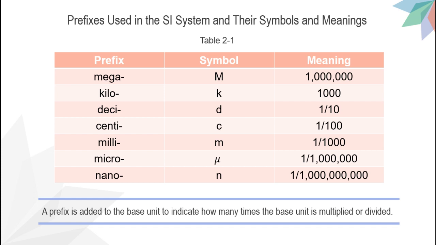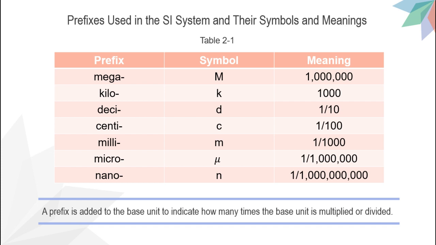Kilo. The symbol is small k. It means your base unit is times 1,000. So let's say for example, my base unit is meter. If I add kilo, that is kilometer. So 1 meter times 1,000 is kilometer. So 1 kilometer is 1,000 meters.